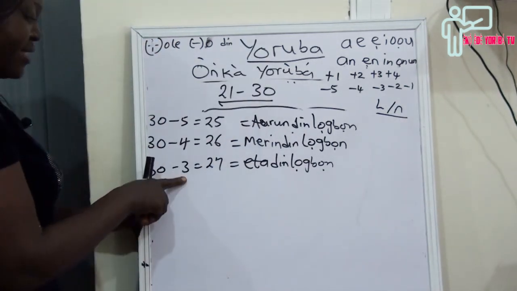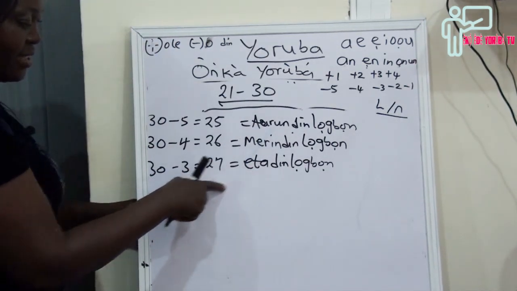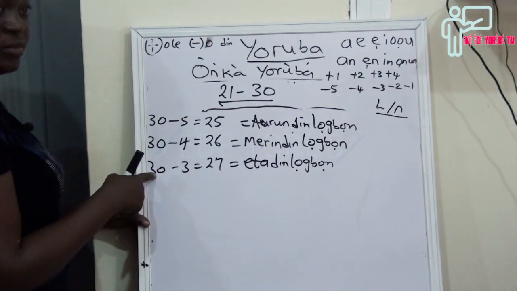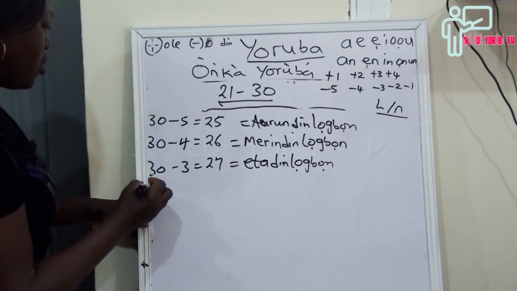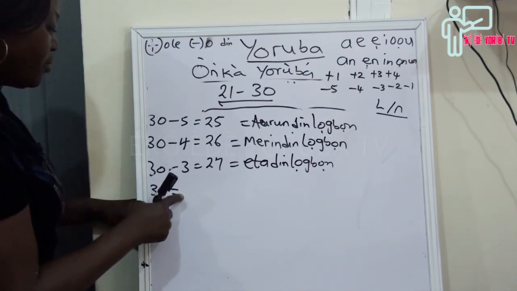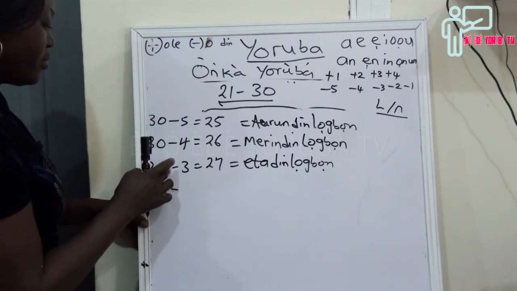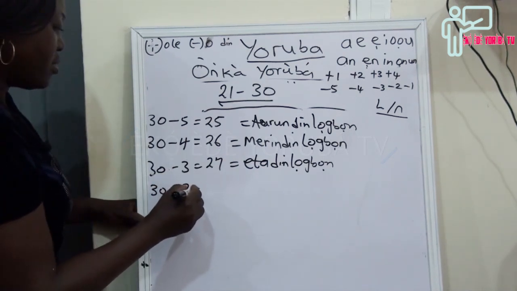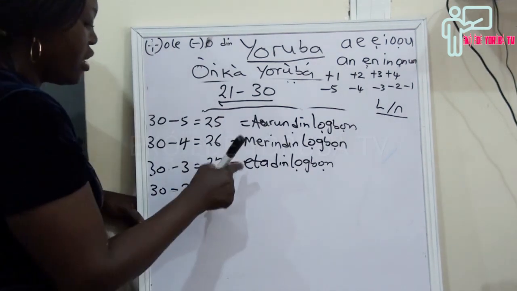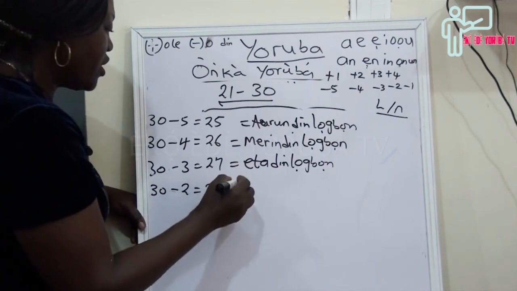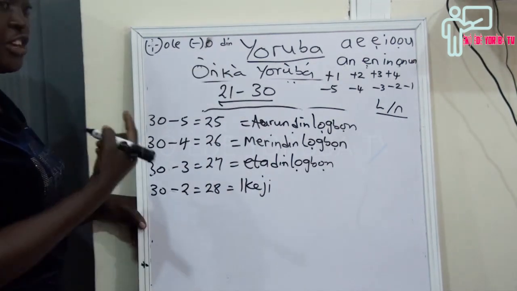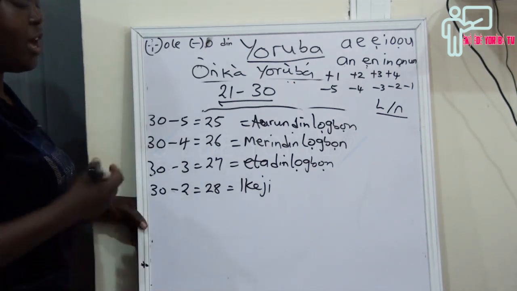So this is ẹ̀tàdínlọ́gbọ̀n. You see it? Okay, sorry. Minus 2, which is 28. So I want to write another one, ìkejì. So I can say ìkejì, I can say èjì, I can say méjì.